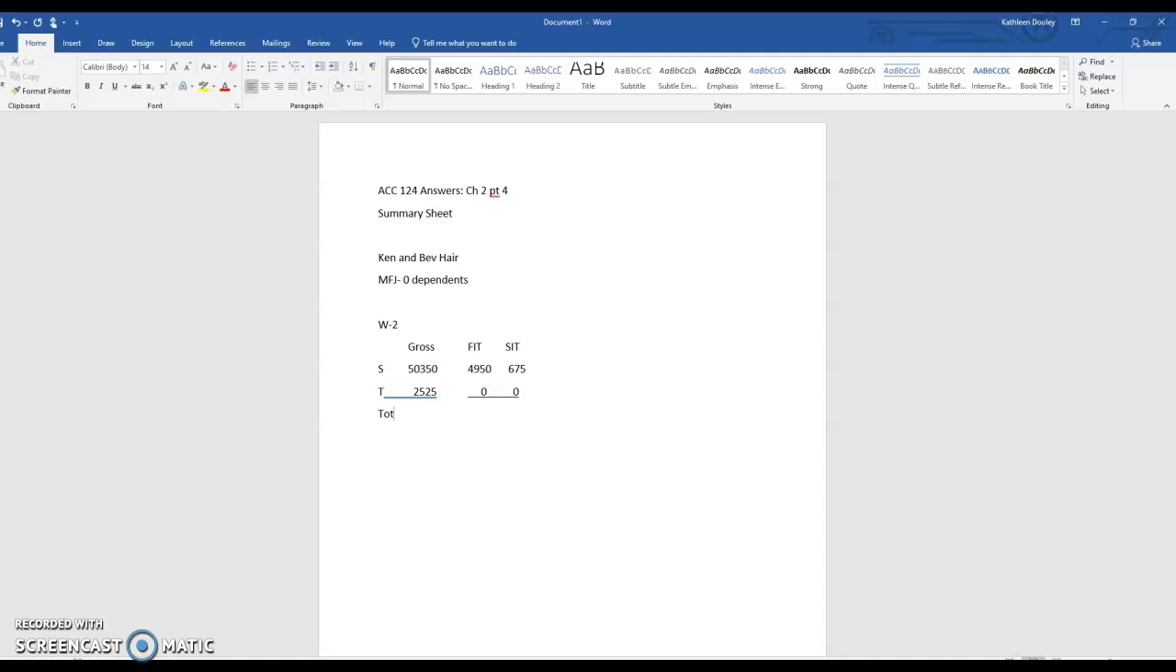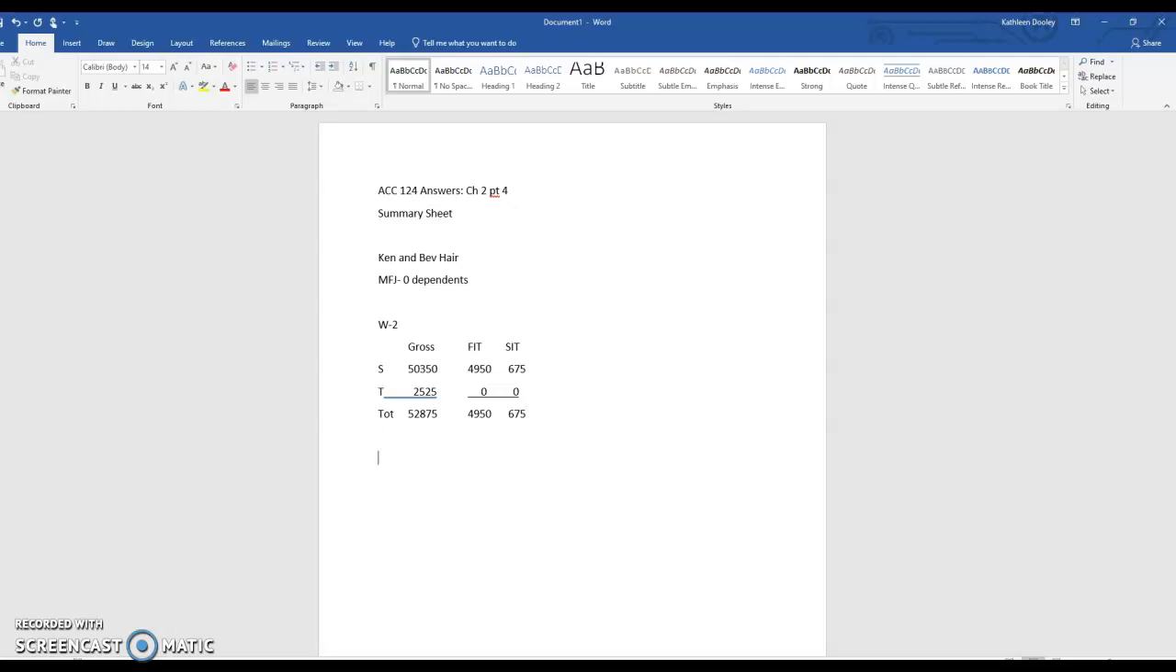So the total is going to be $52,875, $49.50 for FIT, and $675 for SIT.